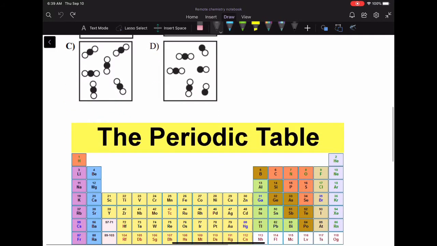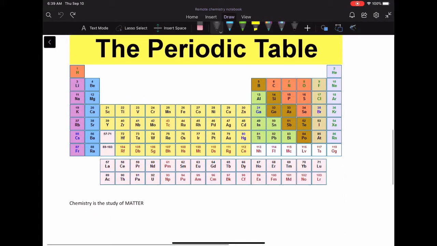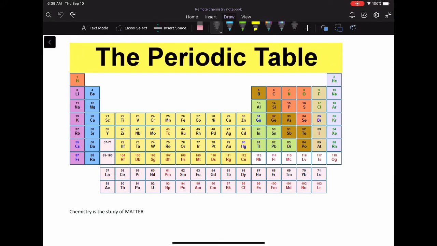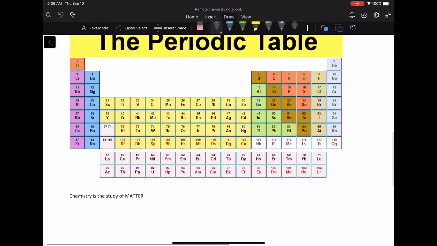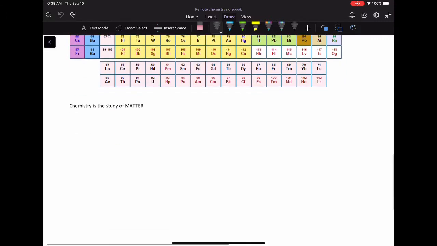taken the notes. All right, so chemistry, the majority of what we'll be talking about is the periodic table. But before we get into that, let's talk about what matter is. So matter is anything that has mass and has volume. So matter can be divided into two categories.